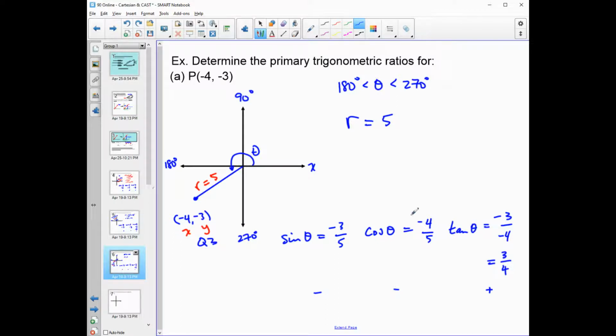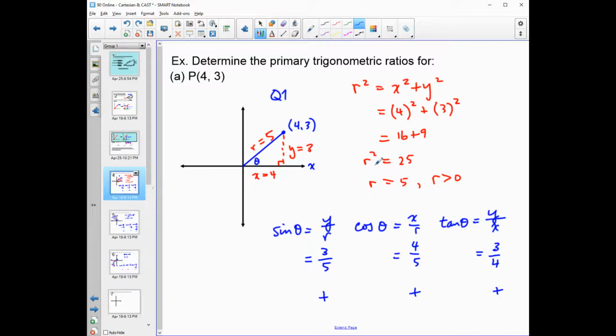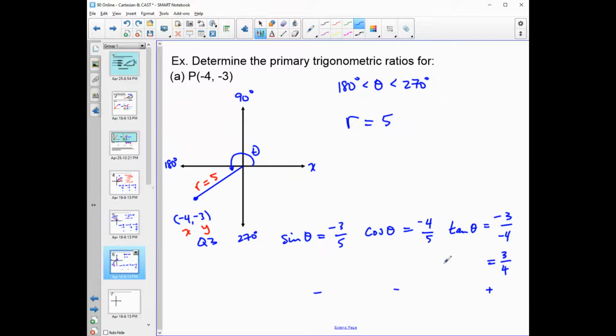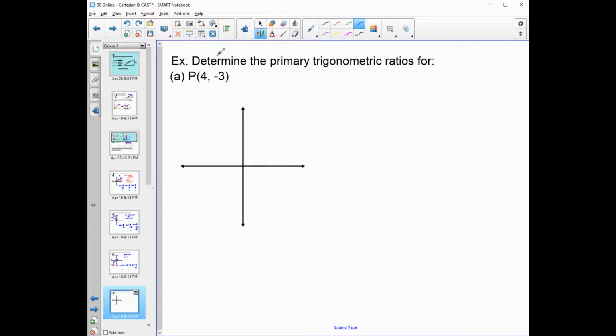When we were in quadrant 1, all of them were positive. Now that we're in quadrant 2, sine was positive, and now that we're in quadrant 3, tan is positive. And to finish this up, visiting each quadrant, the point 4, -3 is about there.